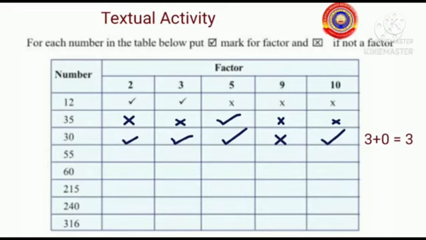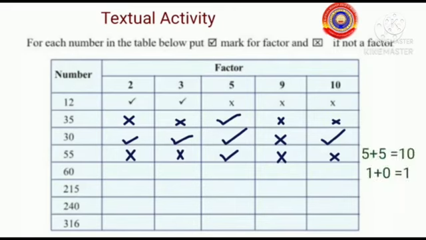Next number is 55. The digit in its ones place is 5. So, 5 is the factor of 55. But 2 and 10 are not the factors of 55. Then its digital root, that is 5 plus 5 equals 10. Next, find the sum of digits in 10, that is 1 plus 0 equals 1. 1 is not a multiple of 3 and 9. So, 3 and 9 are not the factors of 55.